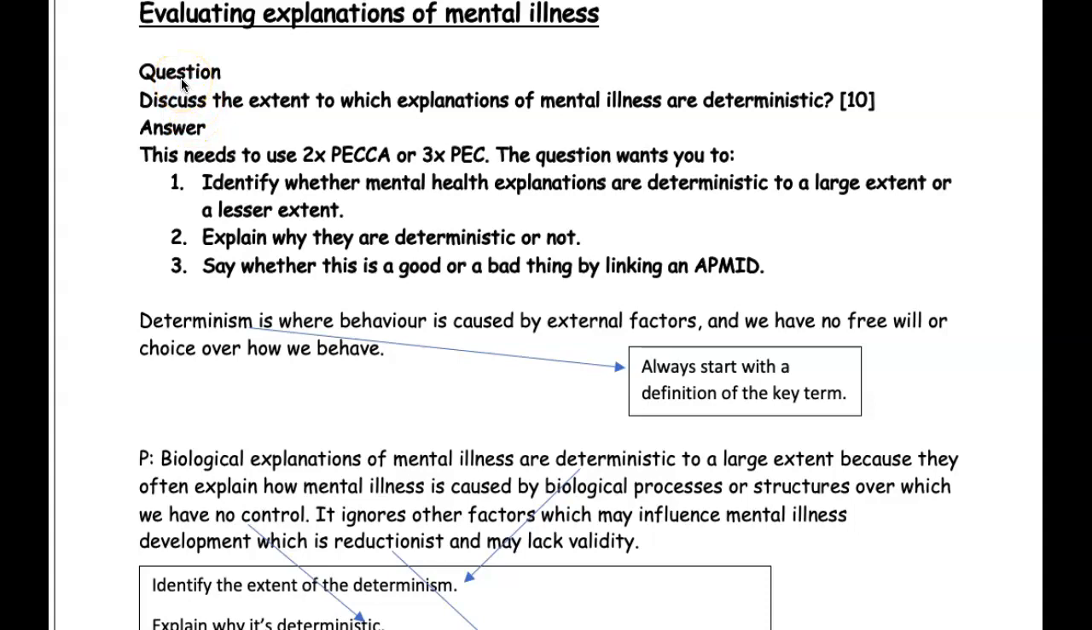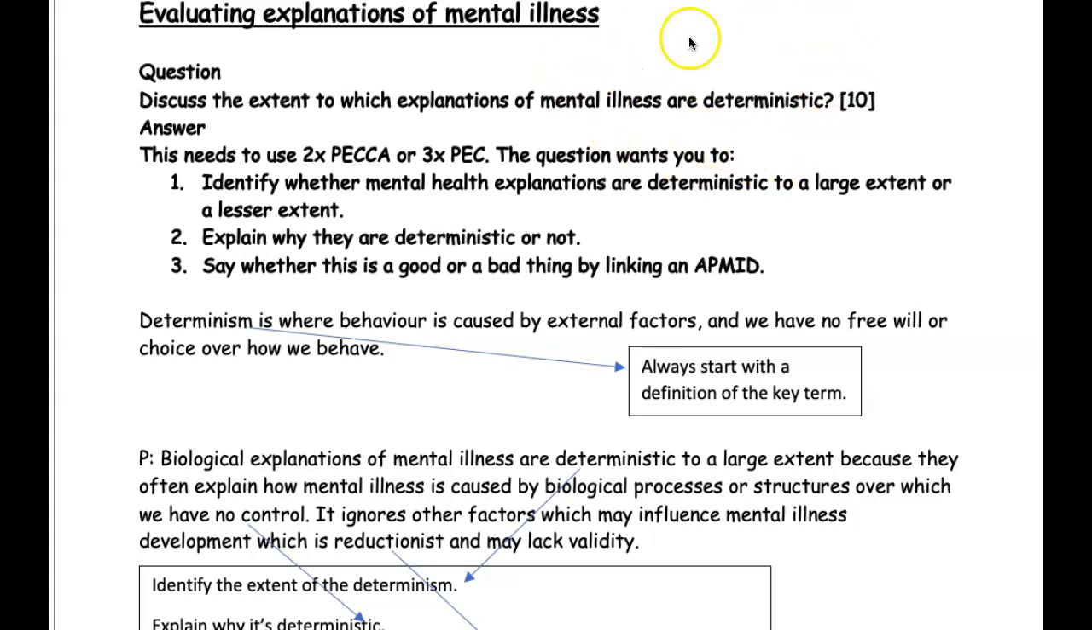Whenever we're evaluating, we need to link APMIDs, don't we? More of that in a moment. We need to evaluate the extent, so every single one of our points needs to have either a greater extent or lesser extent. And our context here is explanations of mental illness. Be really careful here, we're not asking for views of mental illness, and none of those historical views. We want explanations, so you're talking about cognitive, biological, that medical model, that sort of thing.